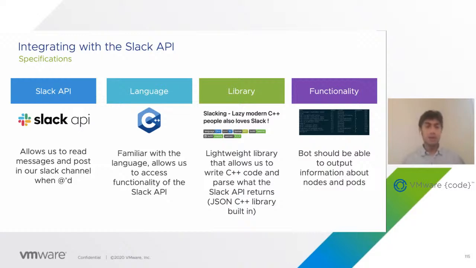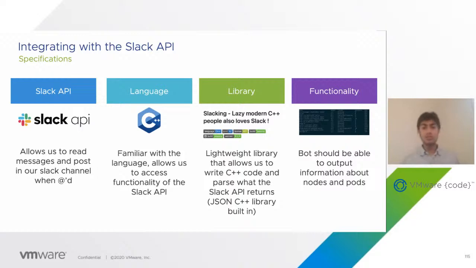So kind of the 4 main parts here that we needed were: 1, the Slack API. That's what's going to allow us to read messages and post in our Slack channel when added. So my idea was you could add the bot and say, hey bot, get pods, and it could tell you kind of everything that you would see in the console, but in Slack.